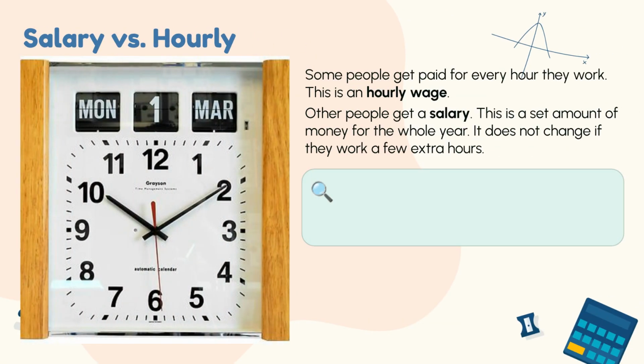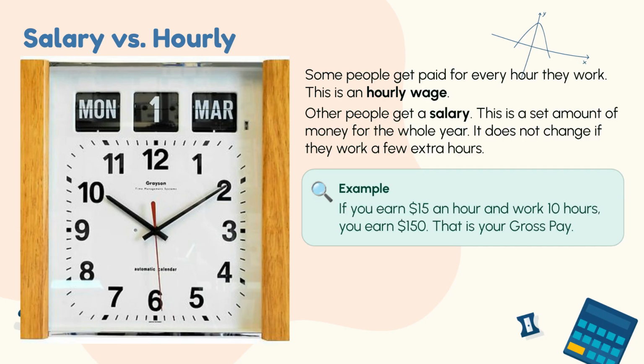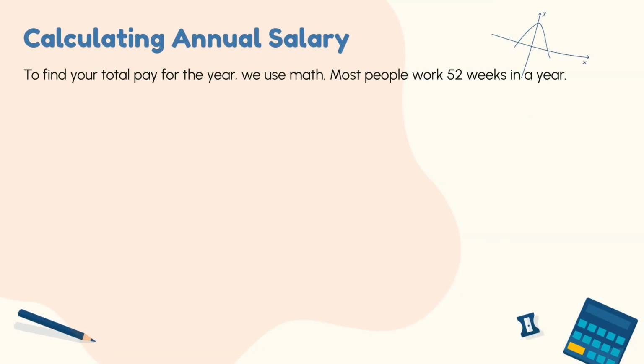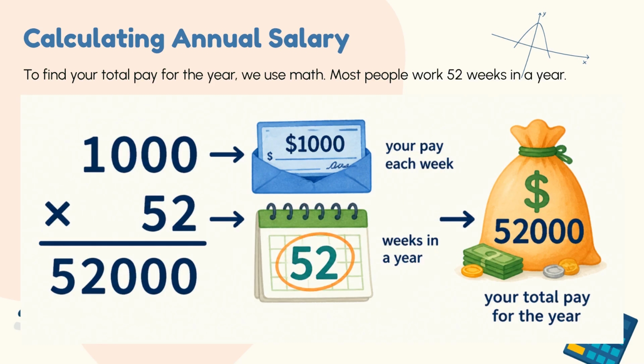There are 2 main ways to get paid: an hourly wage for each hour worked, or a fixed annual salary that does not change with extra hours. For example, $15 an hour for 10 hours is $150 gross pay. To calculate your annual salary, we multiply your pay per period by the number of periods in a year. For instance, if you earn $1,000 per week times 52 weeks in a year, your annual pay is $52,000.